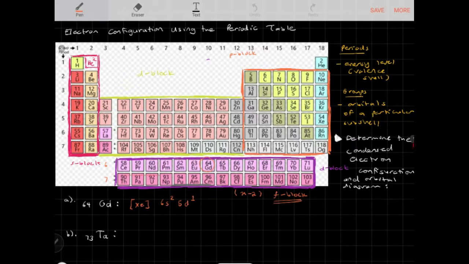Did I make a mistake? So in the 6th energy level, the F block is going to correlate with 4f, right? So this would be 4f, and then this would be 5f. So in this case, you go 4f1, 4f2, 4f3, 4f4, 4f5, 4f6, 4f7, right? So you write down 4f7 for gadolinium.